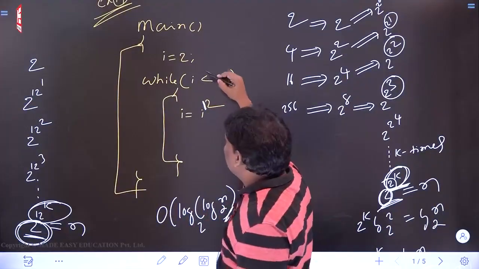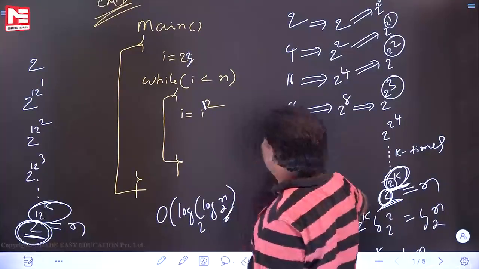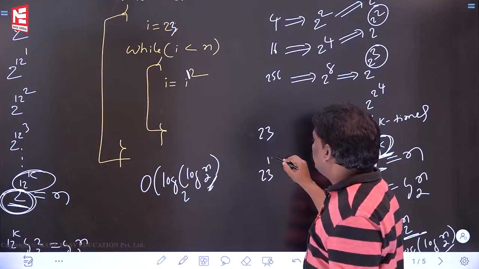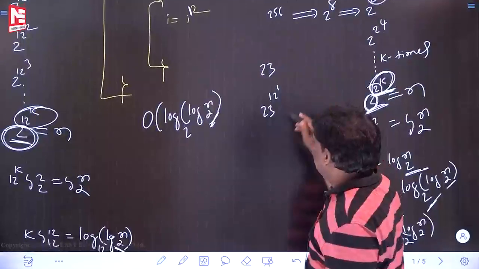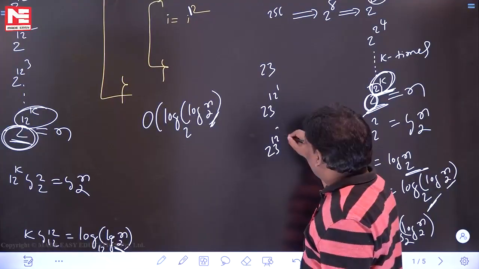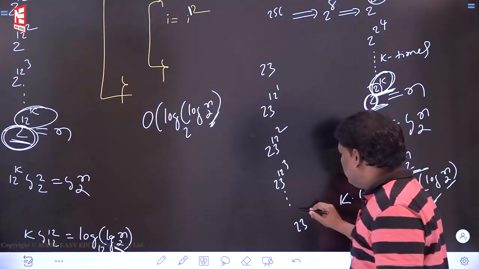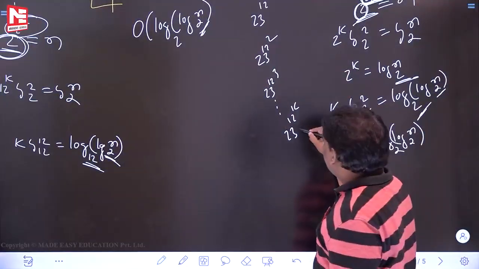Now some people are asking me, what is the answer of this problem? Same thing is there, assume that this is not 2, it is 23. Then what is the answer? If 23, what will happen? First 23, next 23 whole power 12 power 1. If you want, you can check. Next one, 23 12 square, 23 12 cube and so on, 23 12 power k is equal to n.